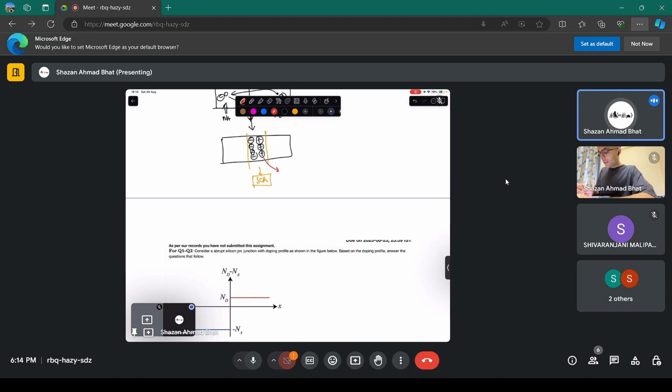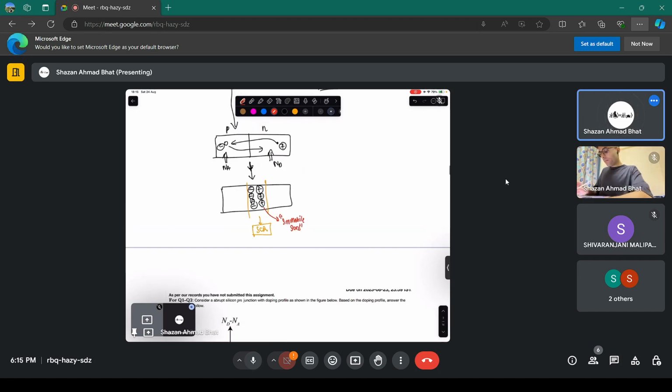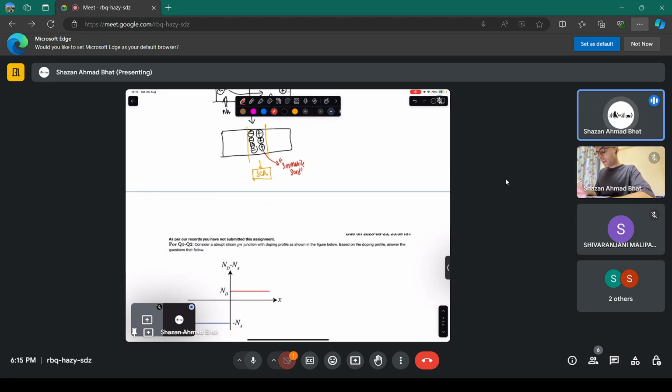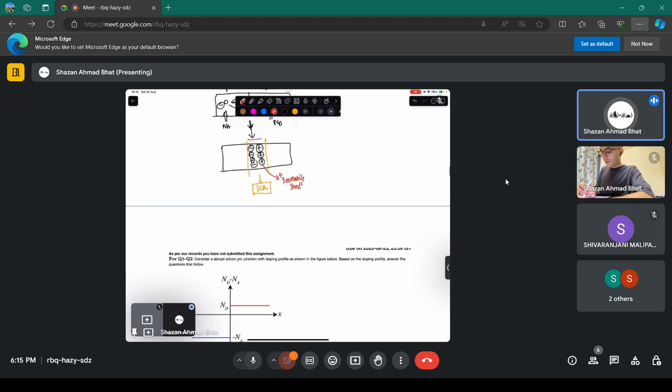And these are basically immobile ions. They don't take part in conduction, but they give rise to something called a built-in field, which gives rise to a built-in potential. Because there are positive and negative charges, they are separated in space. So this is, let's say, WD, the depletion region, and it gives rise to a built-in electric field. And because of that, there's a built-in potential.